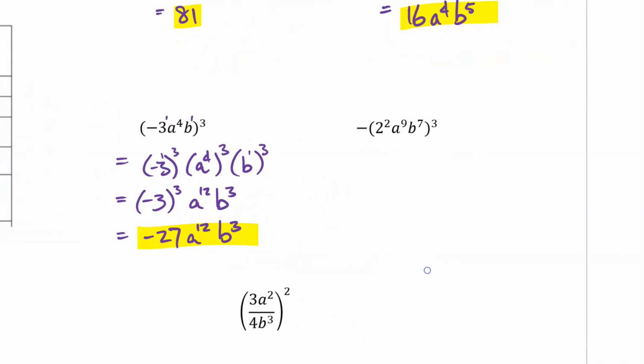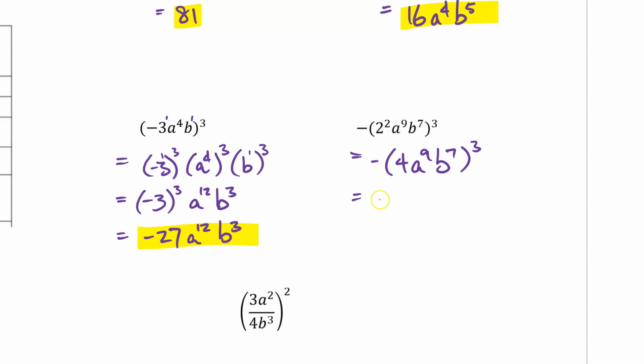Let's see it in action again over here. Here we've got a negative on the outside, 2 squared, A9, B7, all cubed, right? So what happens next? Well, this negative stays. Let's look inside the bracket. Is there anything to do? Actually, 2 squared, we should do that first, okay? And then A9, B7. Nothing left to simplify.